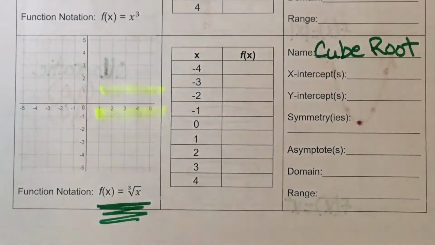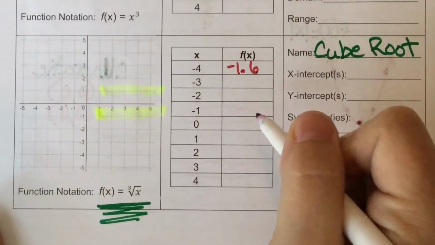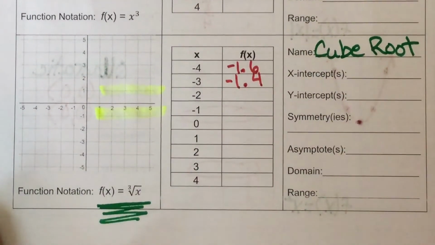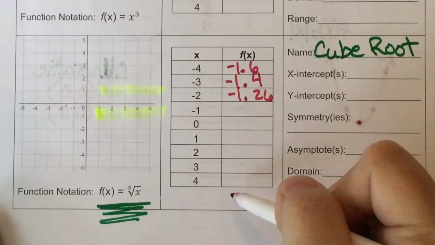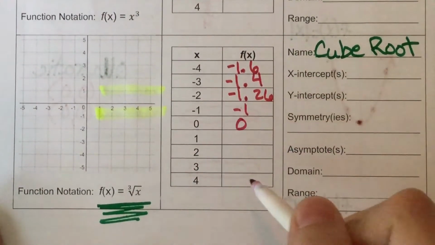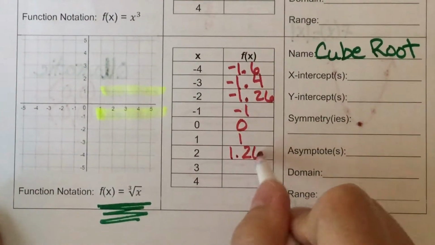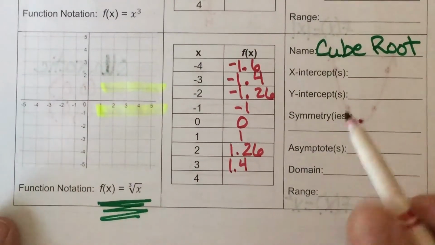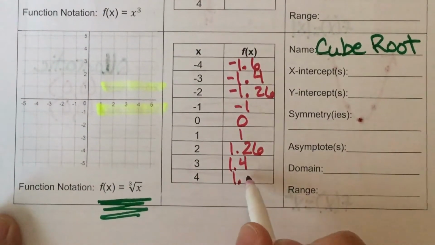All right. So -4 is about -1.6. -3 is about -1.4. And I am rounding here. Negative 2 is negative 1.26. Negative 1 is negative 1. 0 is 0. 1 is 1. 2 is 1.26. 3 is 1.44. Well, I'll just say 1.4. And I could have put that as 1.3. I'm sorry. And 4, let's round to 1.6.